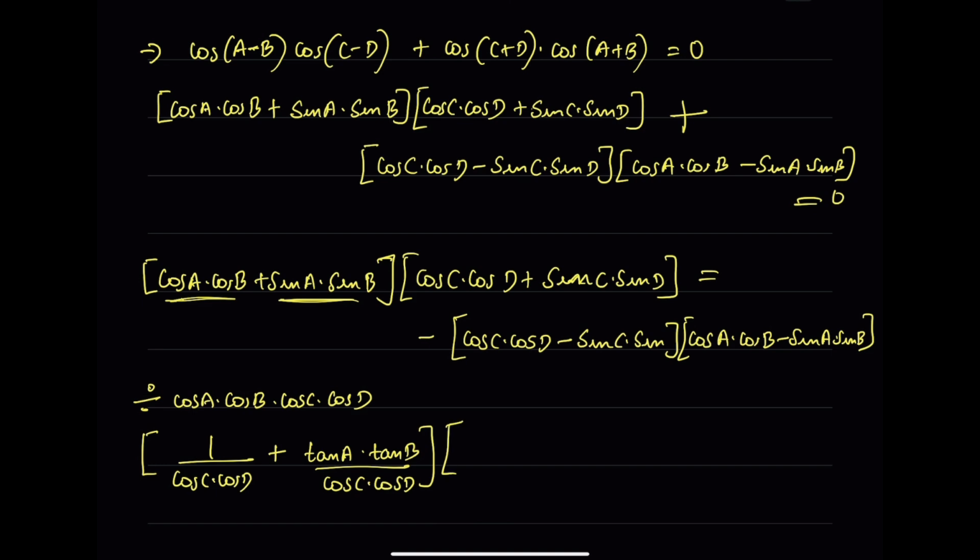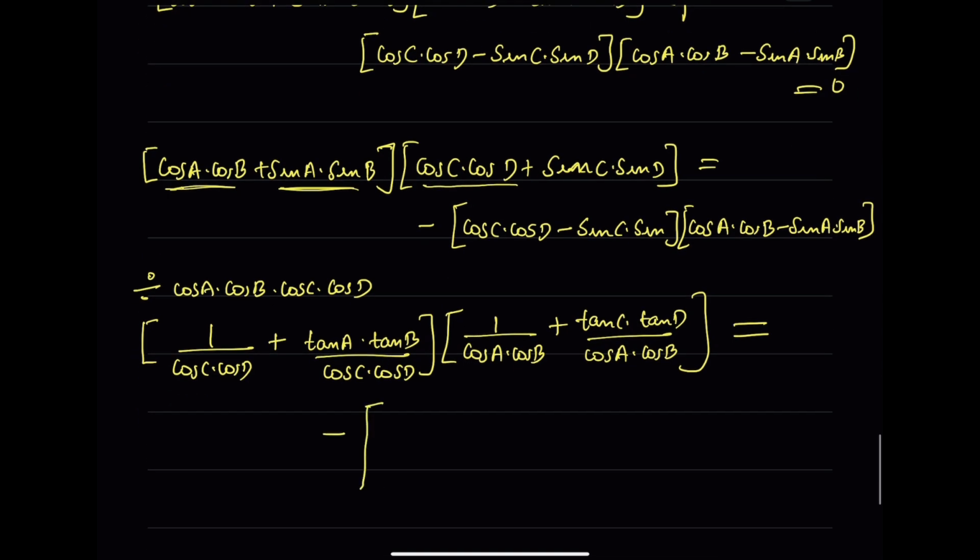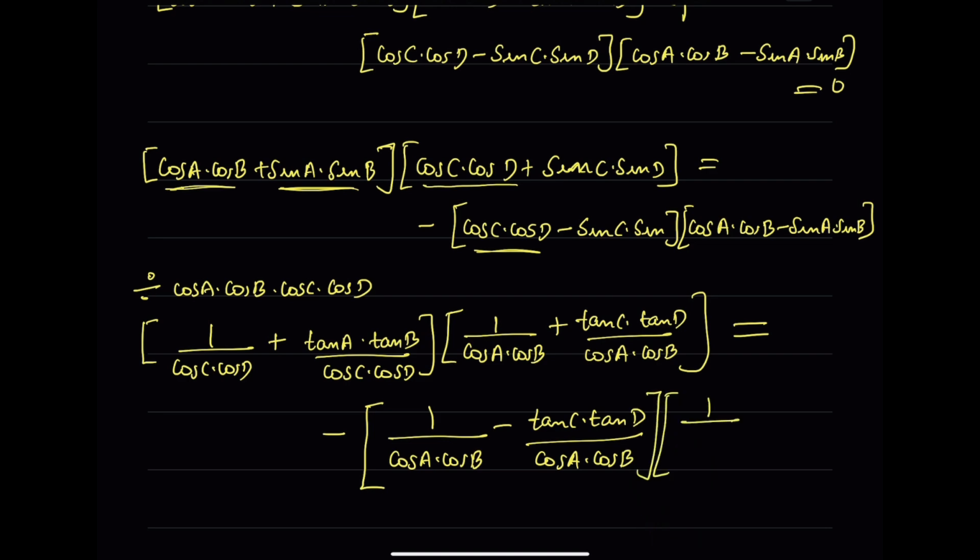Now in the second part, cos C cos D would get cancelled and we would have (1 by cos A cos B plus tan C tan D by cos A cos B), which is equal to minus, now cos C cos D will get cancelled, we would have (1 by cos A cos B minus tan C tan D by cos A cos B) times (1 by cos C cos D minus tan A tan B by cos C cos D).